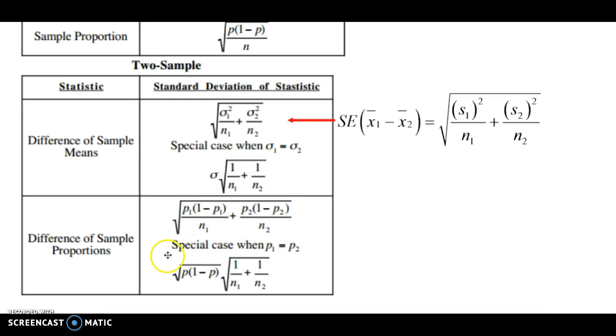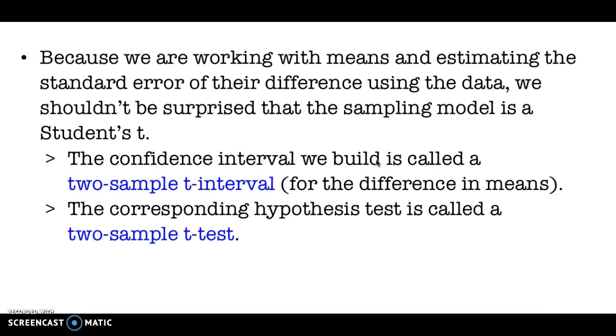Okay, so a difference of sample proportions is what we did last chapter in chapter 22 with two proportions. Okay, so we're focusing on the difference of sample means right now. Because we're working with means and estimating the standard error of their difference using the data, we shouldn't be surprised that the sampling model is a student's t-model. Very similar to what we did last chapter, just now we're looking at two means. So the confidence interval we build is called a two-sample t-interval for the difference in means, and the corresponding hypothesis test is called a two-sample t-test.